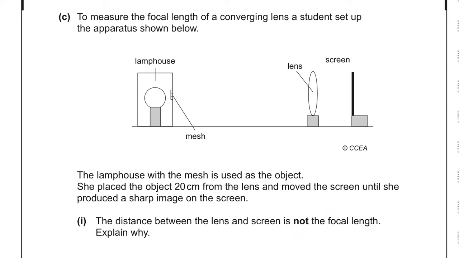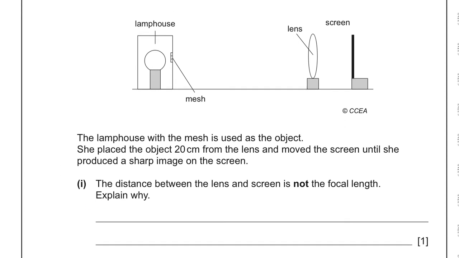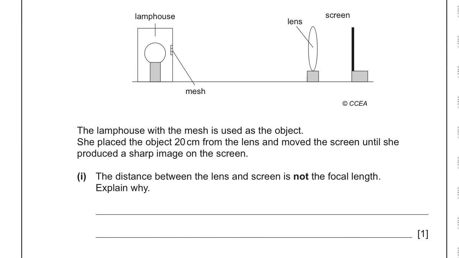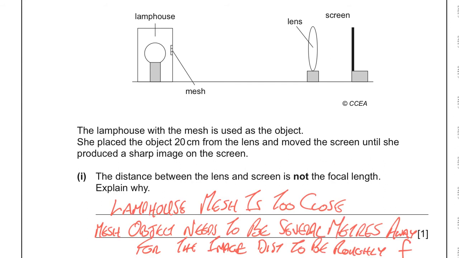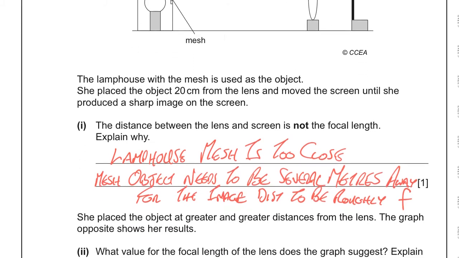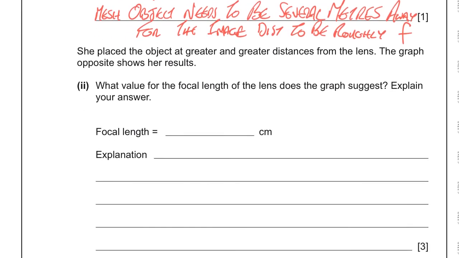Explain why. Well, to get a focal length from this setup, you need the object to be much further away than the lens, so that's the problem. The lamp house mesh is too close, and the mesh object needs to be several meters away for the image distance to be roughly f. So this lamp house needs to be much further away for this to work.